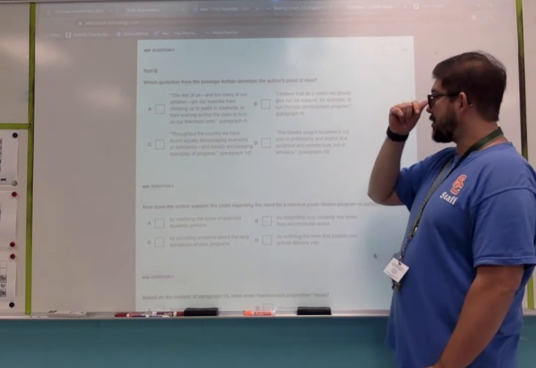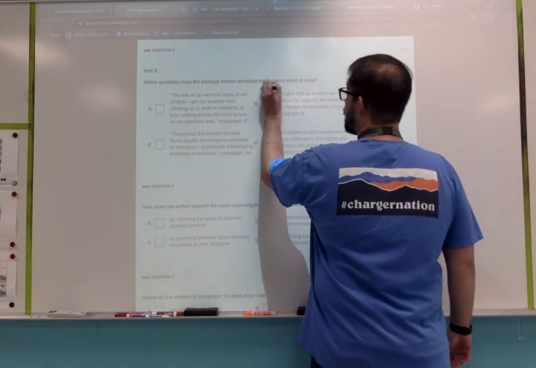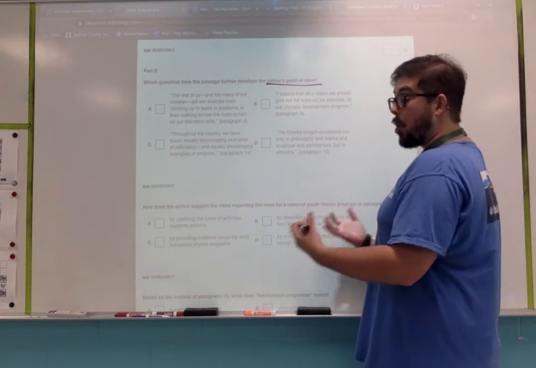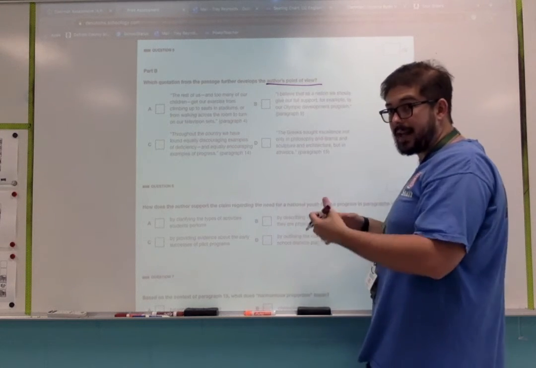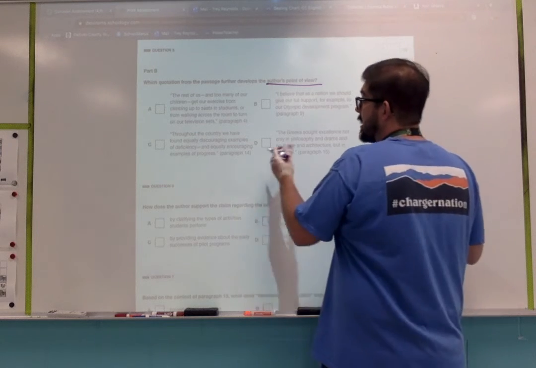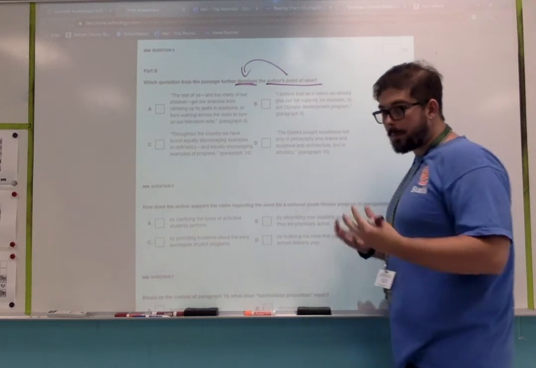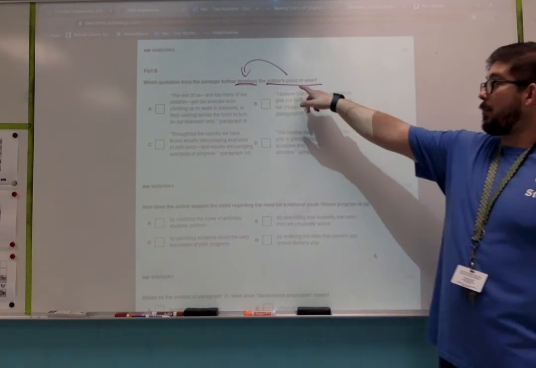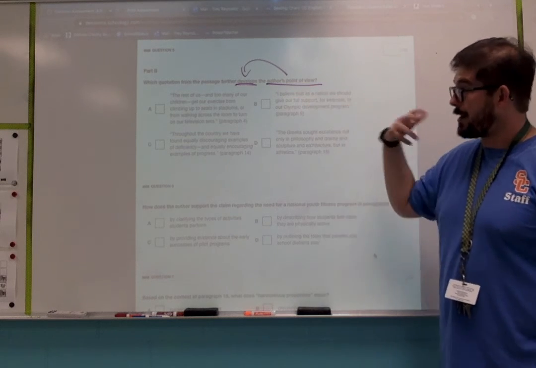Which quotation from the passage further develops the author's point of view? Now, we know the author's point of view here. His goal is to talk about how our nation has become weaker and less physically fit. So which passage develops that, incorporates that idea that we know from his passage? And we would only know this by reading the passage.